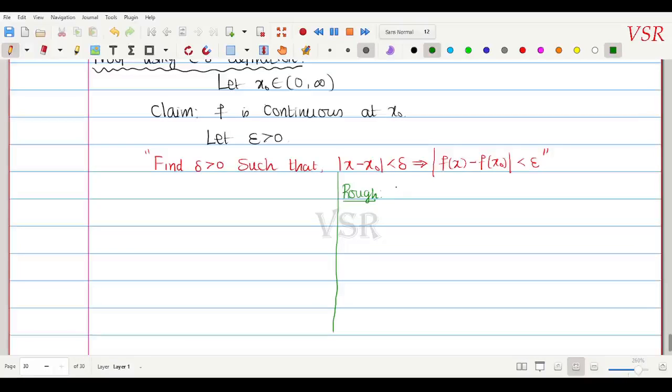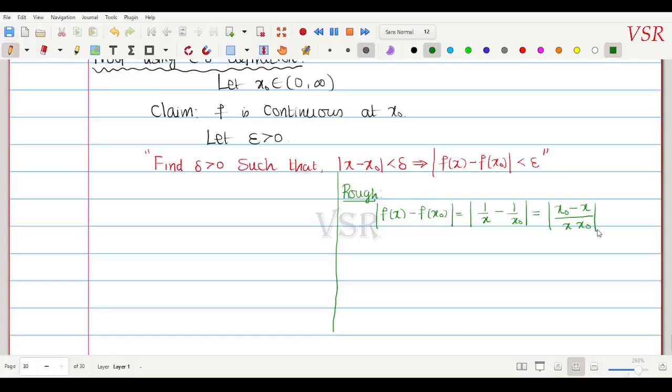What is this fellow? Check. Okay, so modulus of this is f of x minus f of x naught. This is equal to modulus of 1 by x minus 1 by x naught. Okay, this fellow has to be less than epsilon. Sorry, I call it to be x naught minus x. So I made it x naught minus x divided by x into x naught. Okay, x into x naught.